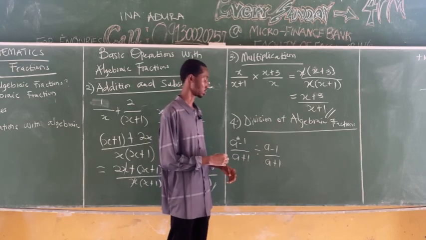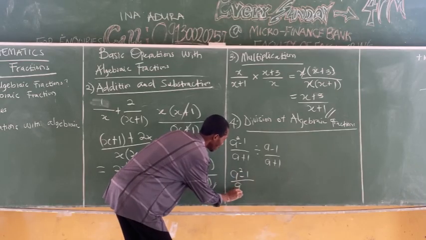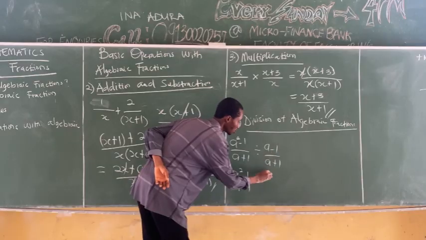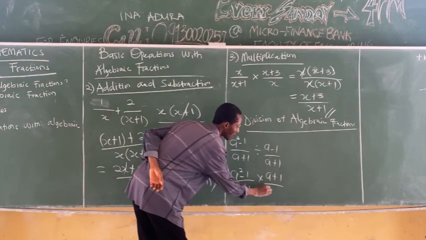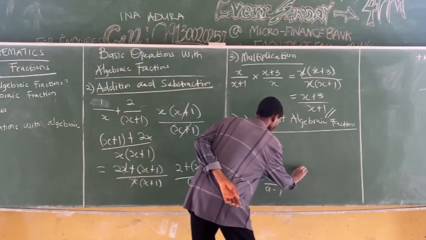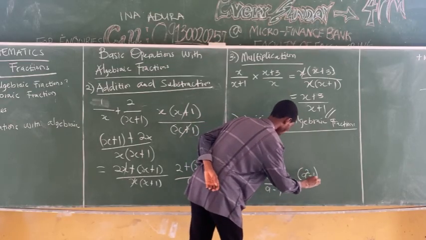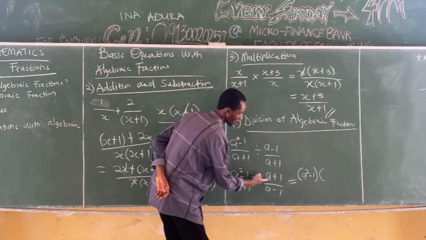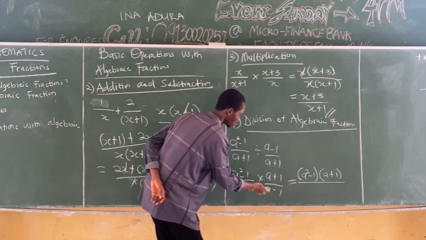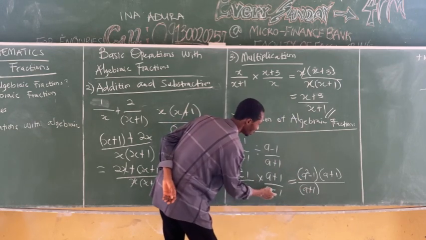We have a squared minus 1 over a plus 1 times, this one comes up, you have a plus 1 over a minus 1. This is the same thing as a squared minus 1 into a plus 1 divided by what? a plus 1 into what? a minus 1.